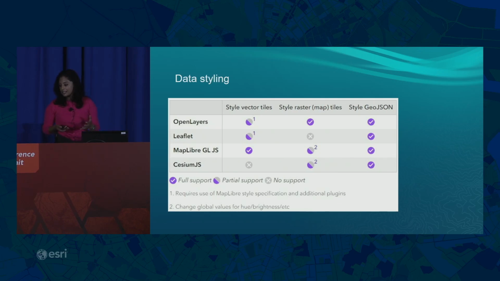And then in terms of data styling, OpenLayers and Leaflet and MapLibre and Cesium can all do styling in GeoJSON. They can, to a certain extent, for at least OpenLayers and Leaflet and MapLibre, style vector tile layers. And to some capacity, you can also style map tiles as well.